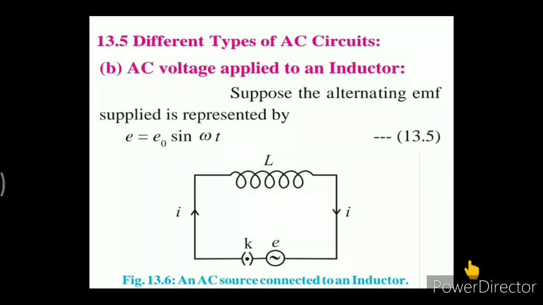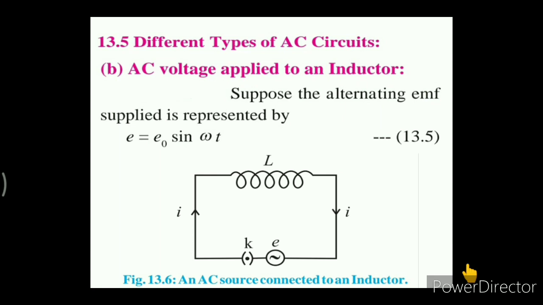When the key is closed, let I equal to I0 sin omega t be the instantaneous current flowing through this inductor, and as the current is alternating, a back EMF, that is minus L di upon dt, is induced in the inductor, which must be equal to the instantaneous value of the applied EMF E.